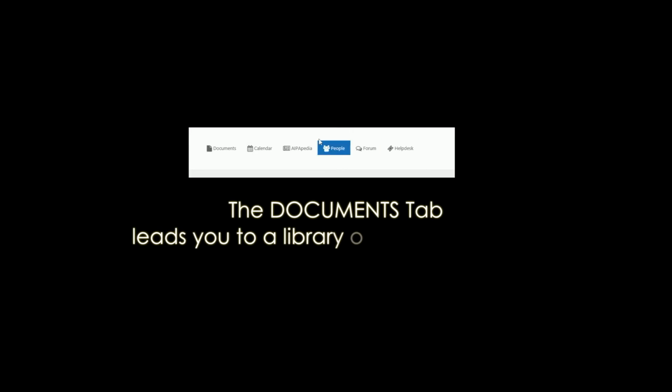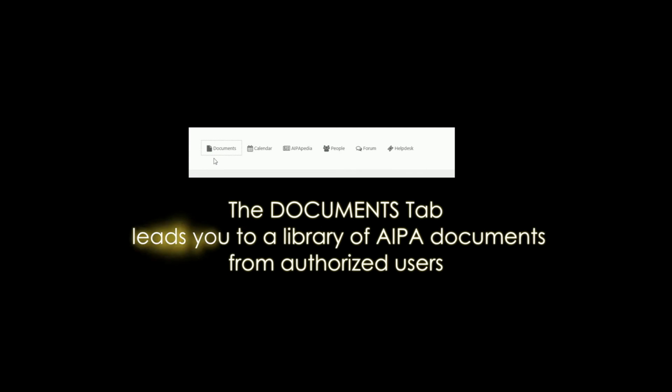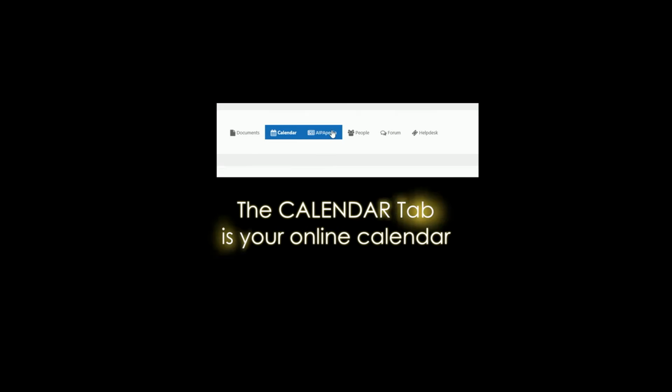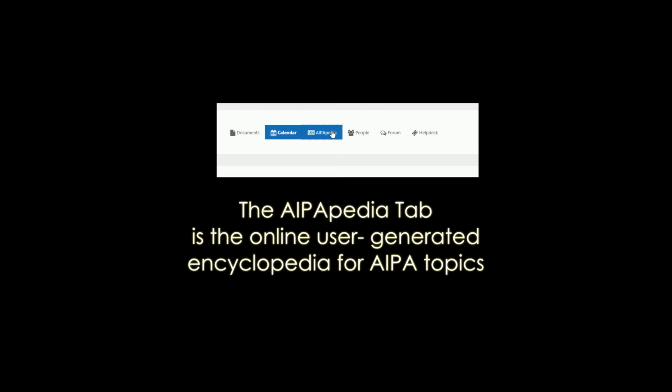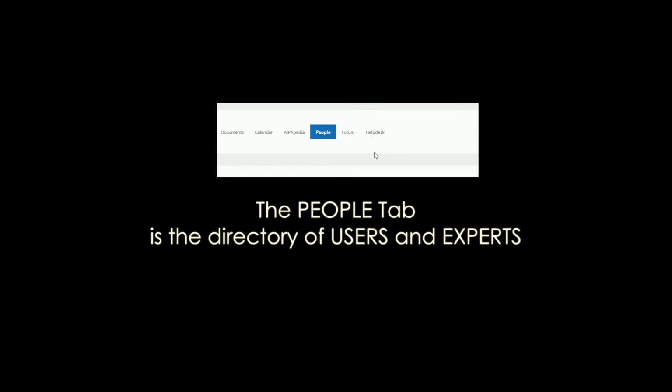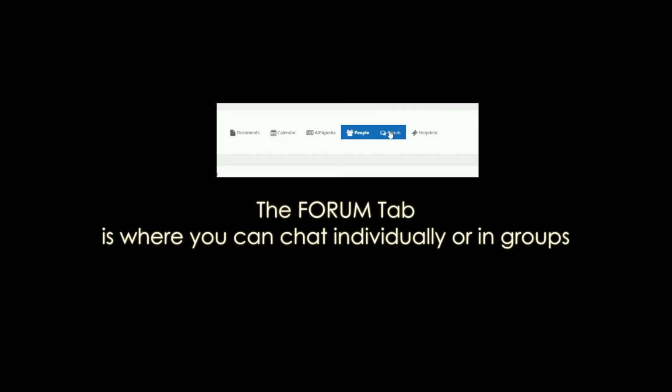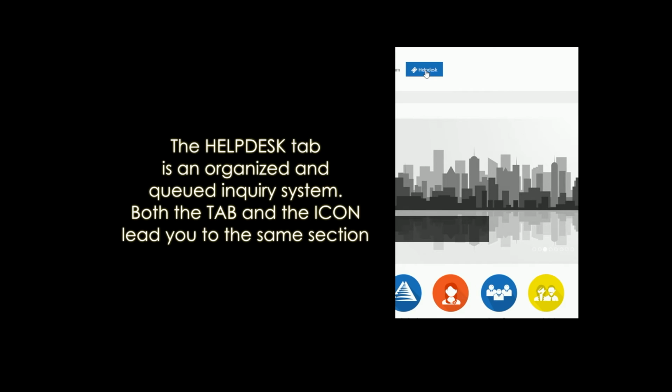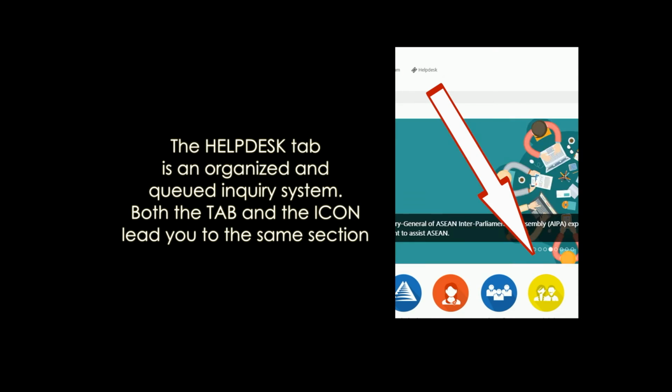The main functions are in the Section tab. The Document tab leads you to a library of AIPA documents from authorized users. Calendar. This is self-explanatory. AIPApedia is the online user-generated encyclopedia for AIPA topics. People is a directory of users and experts. Their complete contact details can be found on this page. Forum is where you can chat individually or in groups. Help Desk is an organized and queued inquiry system. Both the tab and the icon lead you to the same section.